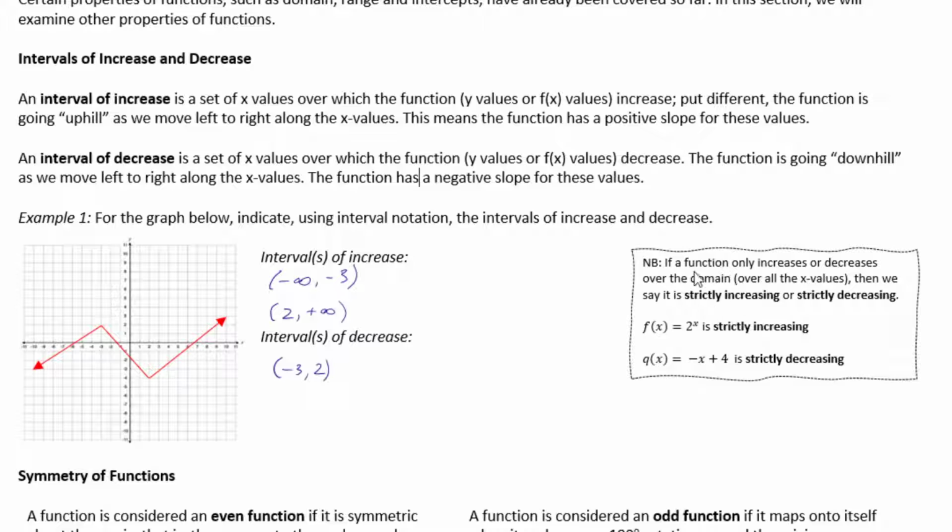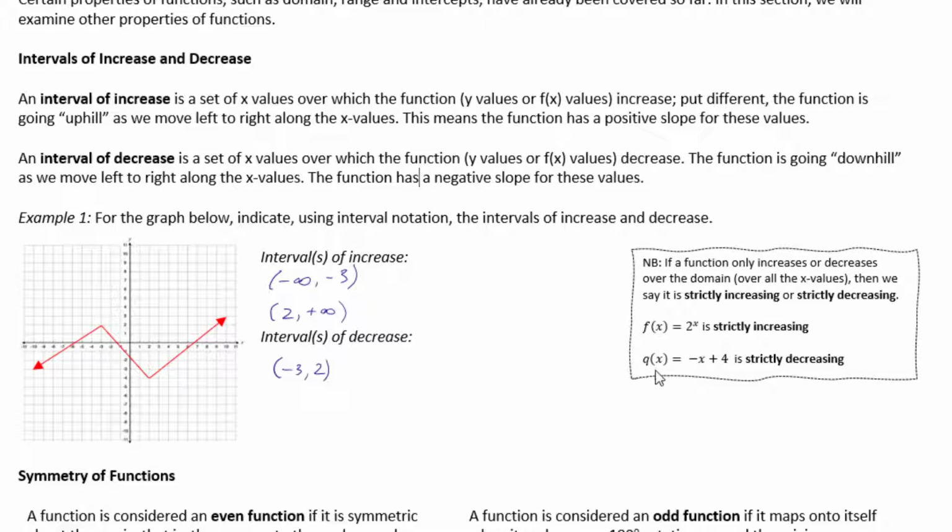Note well here, if a function only increases or decreases over the domain, over all the x values, then we say it is strictly increasing or strictly decreasing. So if a function only continues to increase, we say it is strictly increasing, like the exponential function. If a function only decreases for the entirety of its domain, then we say it is strictly decreasing.